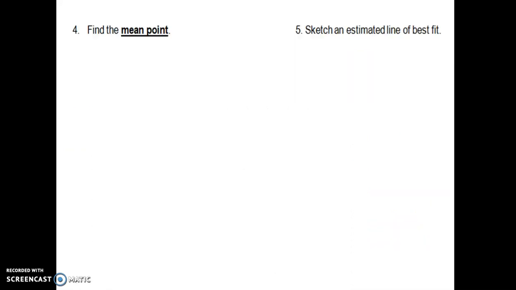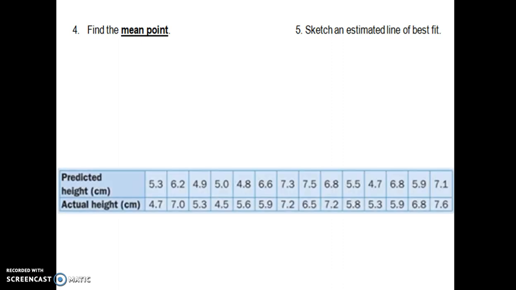Now find the mean point. Okay, so the mean point means just find one point on there and add it to the scatter diagram. But that point has to be made up of the mean of the x values and the y values. So again, the predicted heights are our horizontal axis, or our x values, and the actual height are our y values. So we're going to find the mean of these ones and the mean of these ones.